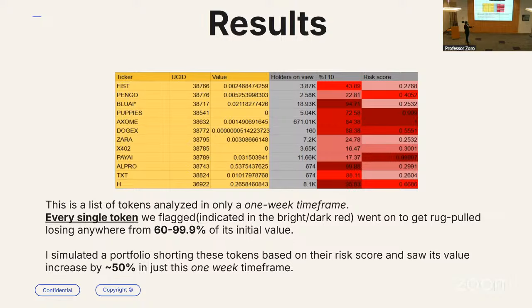Now, here in this table, every single crypto you're seeing that was marked in dark red or bright red, every single one of them over the course of this week where I was carrying out my analysis went on to get pulled, losing anywhere from 60 to 99.9% of its value.